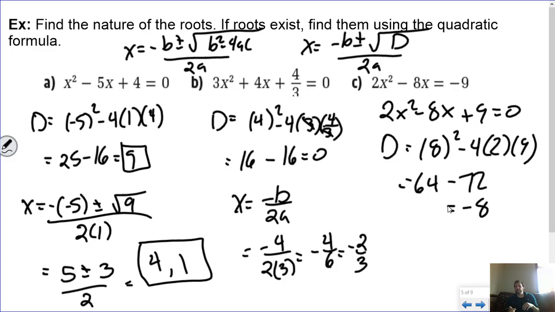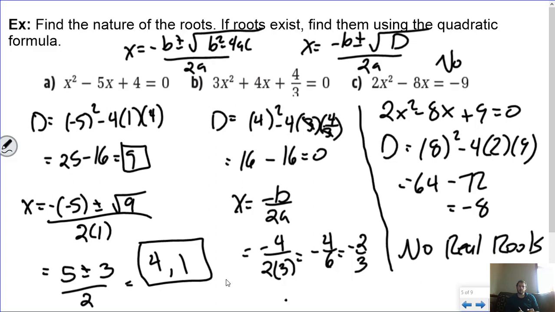So again, the nice thing about this is now that I know my discriminant is negative, I'm not going to do any more work. This one has no, I guess right down here, no real roots. And that's it. I don't need to do any more work for this question because there isn't going to be an answer. Okay.